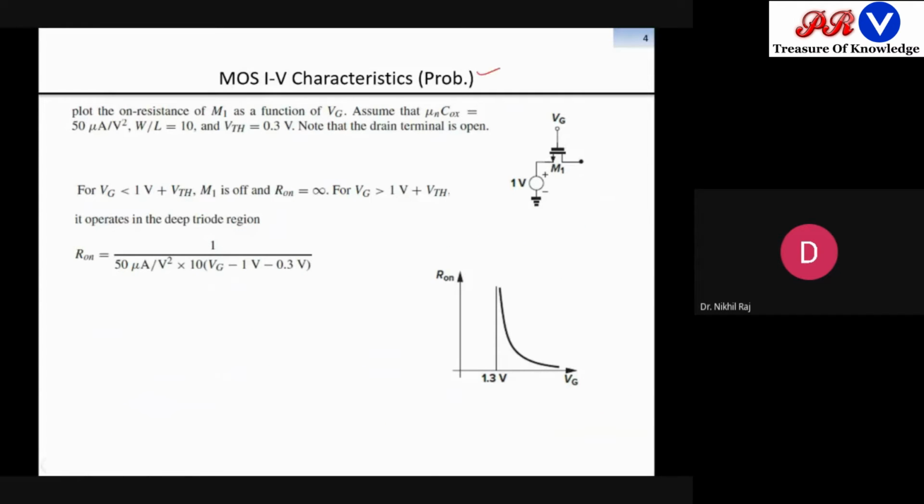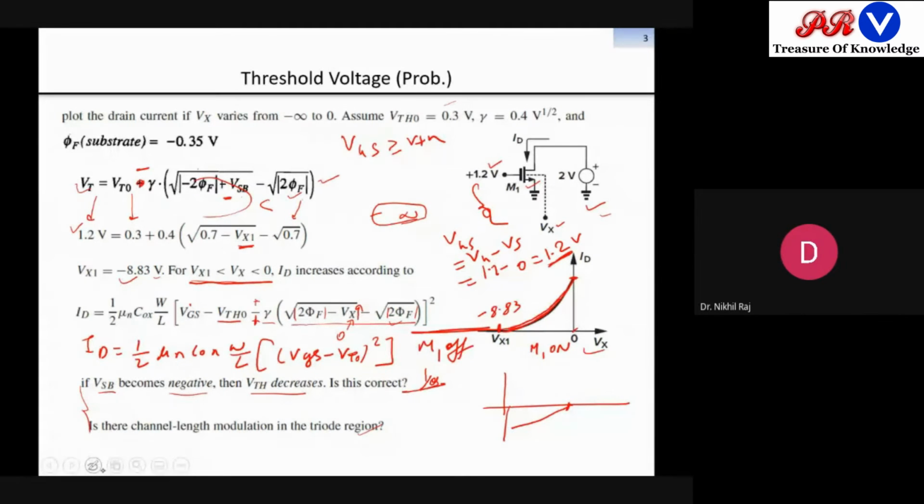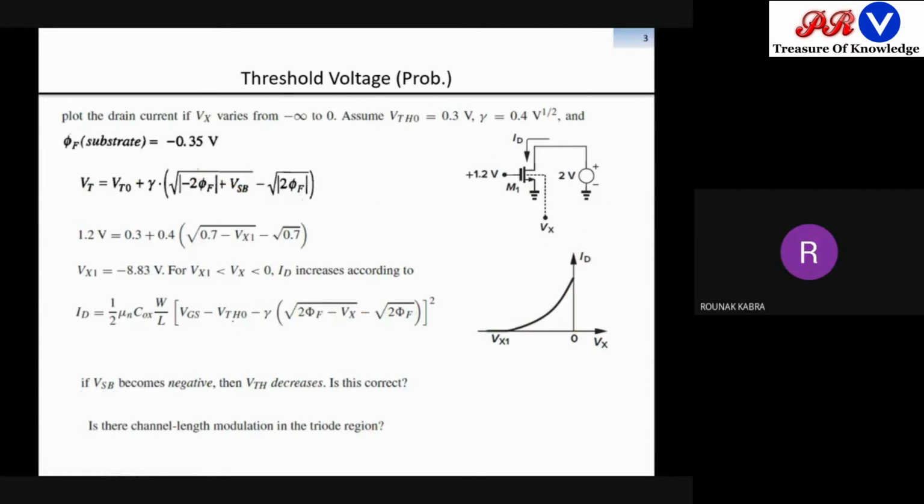Then comes the problem of IV characteristics. Sir, in the previous example, the equation for ID that you have used shall be used in the saturation case. Yes, it's saturation. This is nothing but your complete VT expression. We have to use this. Then the question is how to deduce it.